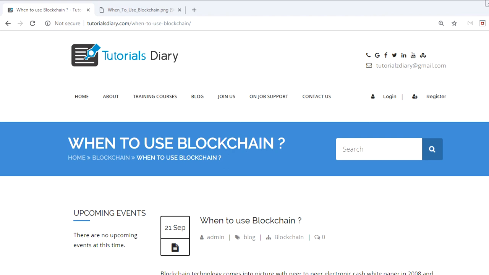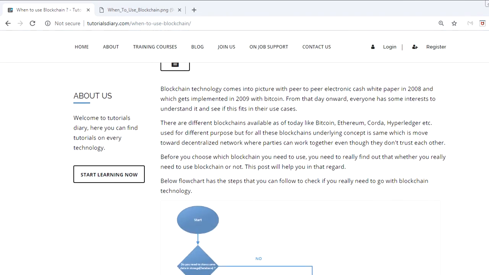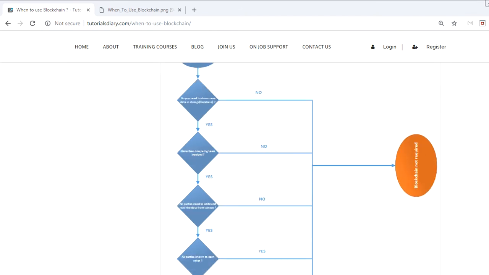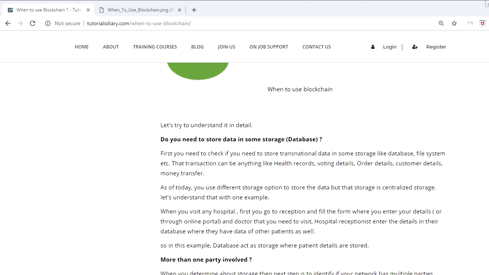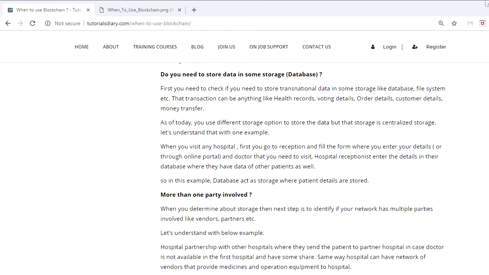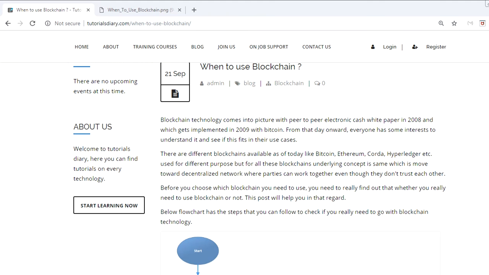which you can follow when you try to figure out whether your use case can be done in blockchain or not. This is a post which I have written on this website as well, which you can go and check. This blog has all the details which we'll cover in this video as well: the flow chart, where we have mentioned the steps which you can follow to determine whether a blockchain is required or not, and then the example for each step. The same thing we'll discuss in this video.